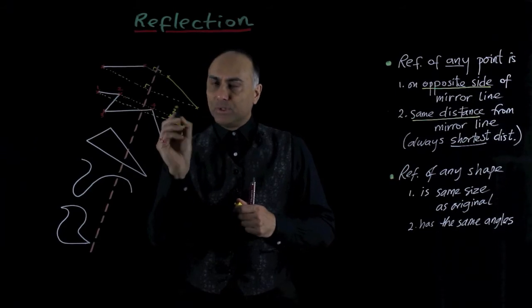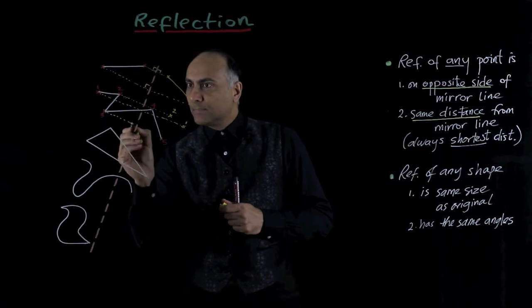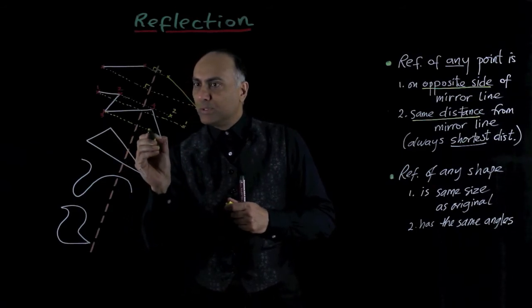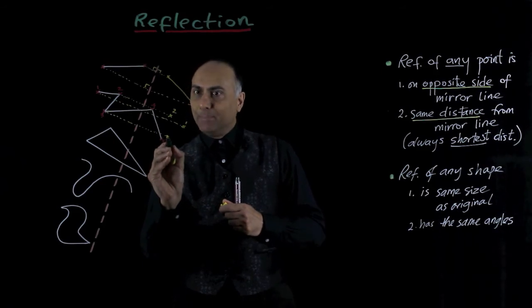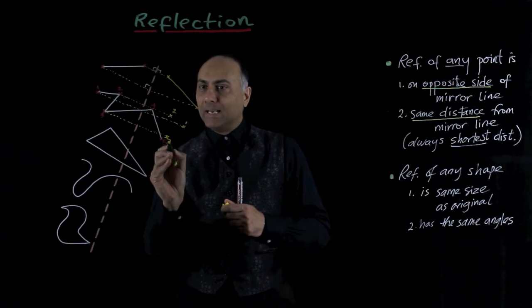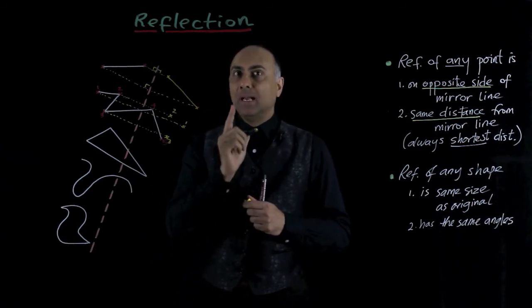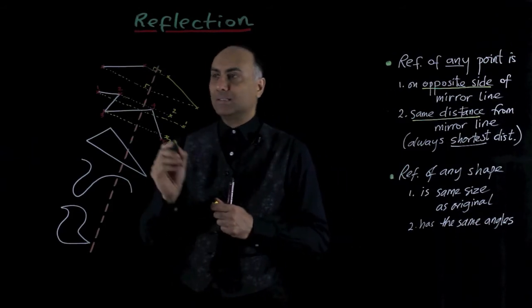That's the reflection of point 2. Same again with point 3. Same distance on the opposite side of the mirror. Okay, so I'm emphasizing to you that the reflection of any point is always on the opposite side of the mirror and exactly the same distance from the mirror, and the distance is always the shortest distance to the mirror, which means the perpendicular distance.